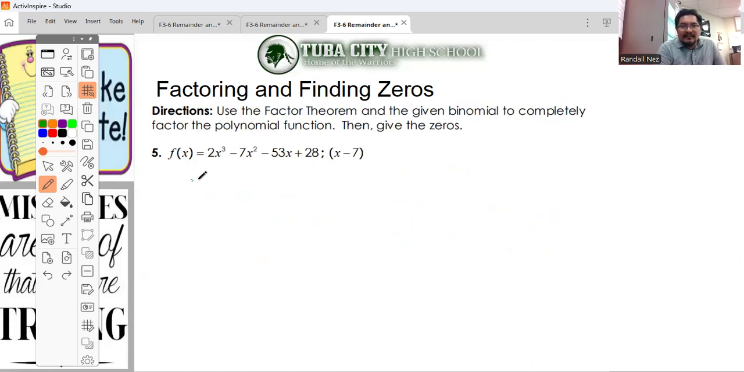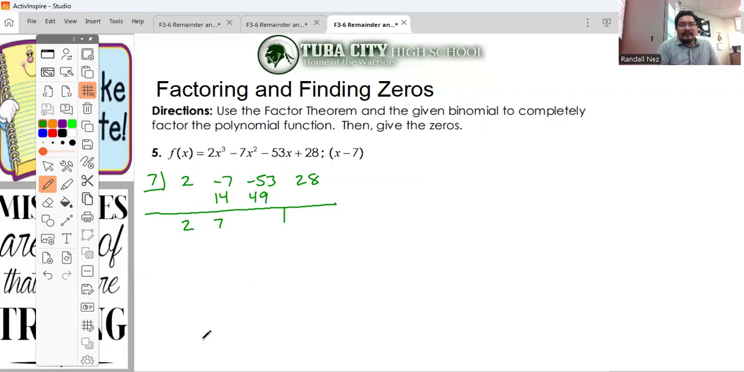So we got 7 here. Remember, it's opposite. 3, 2, 1, 0. So they're all there. Okay. All right. That's the setup. Let's go ahead and get our numbers. So bring this one down, get our dividing. 14 minus 7 would be 7. So 7 times 7 is 49.